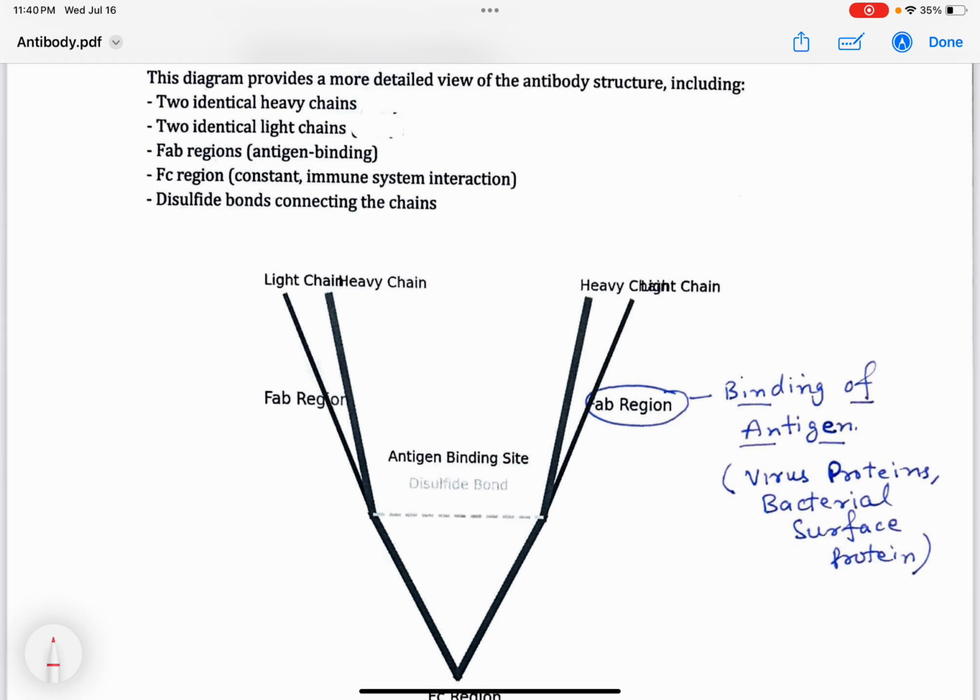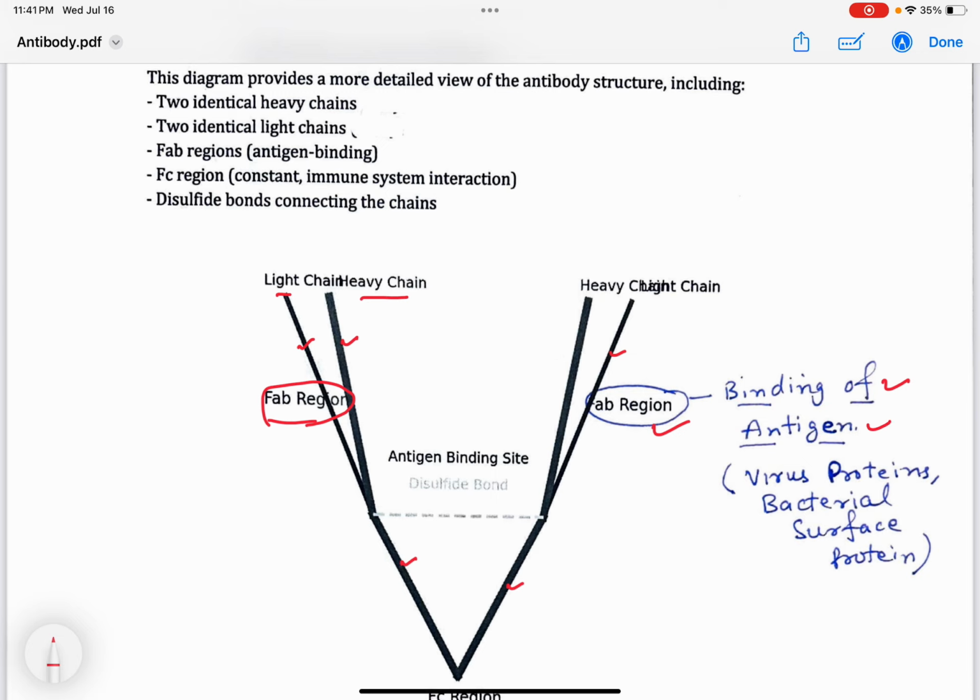So as you can see right here, there are light chains and heavy chains. See how thick the heavy chain is, and these are light chains, equally distanced from each other, equal size. So this is the FAB region, where the antigen attaches, the binding site of an antigen.